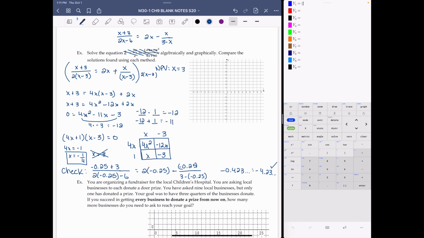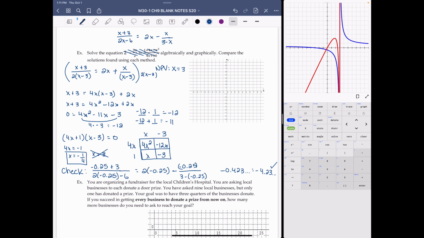Bracket x plus 3, close bracket, divided by bracket 2x minus 6, close bracket, enter. Next one, 2x minus x divided by bracket 3 minus x, close bracket. Graph, and here's what I get in standard view. As we would expect, we have an NPV of 3, so our vertical asymptote is at x equals 3.